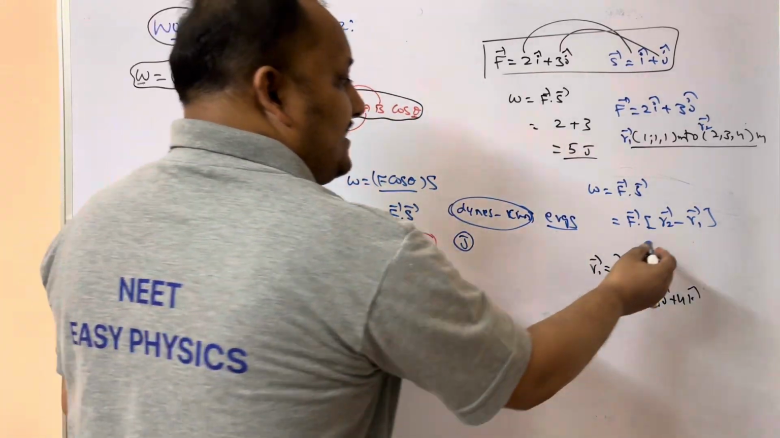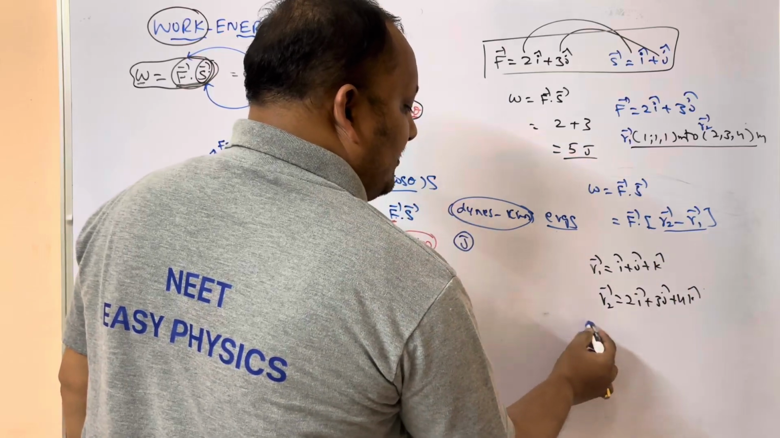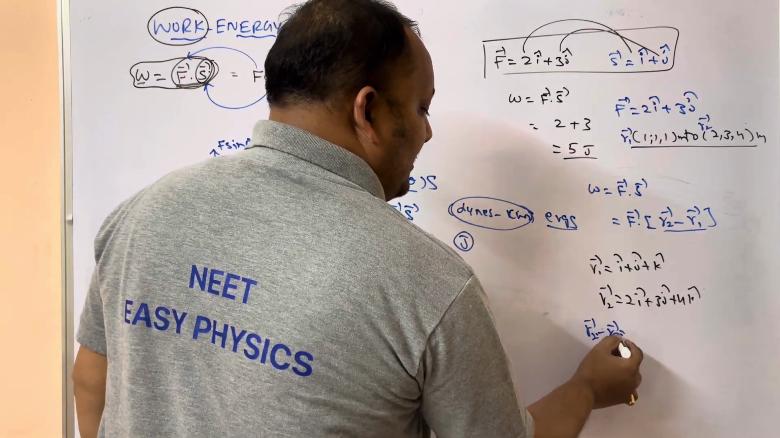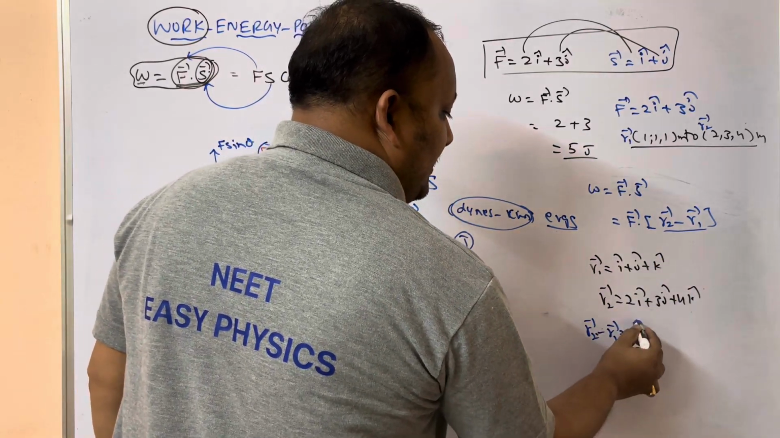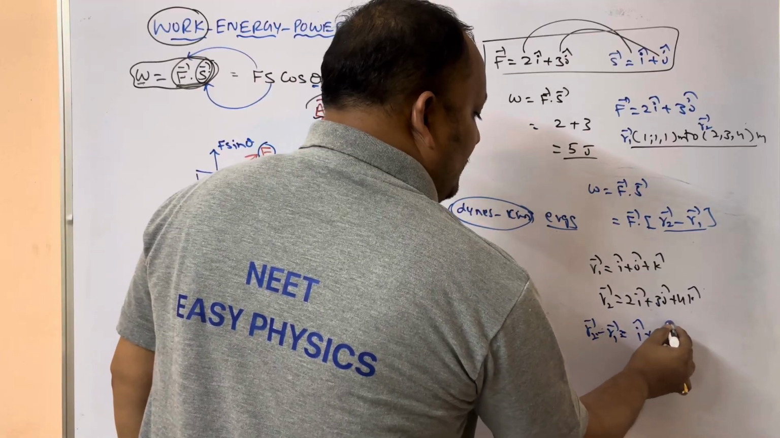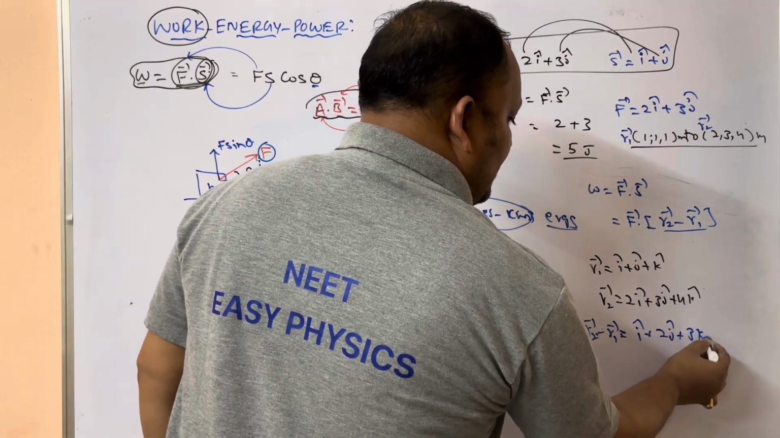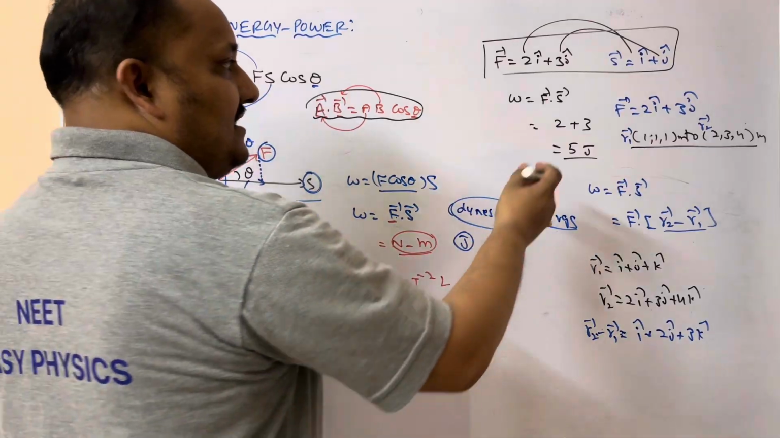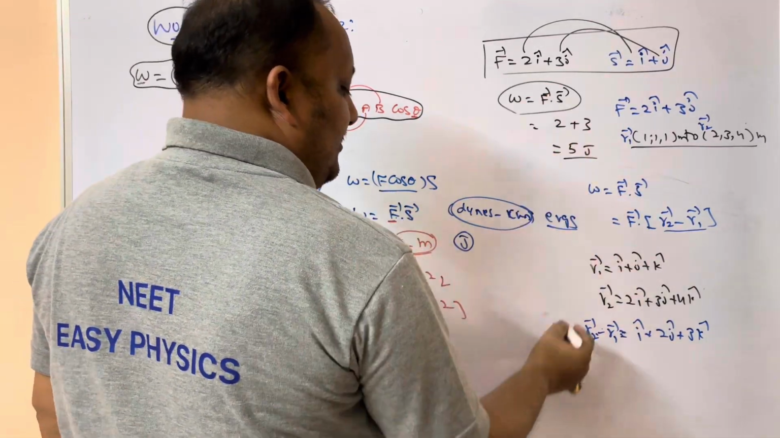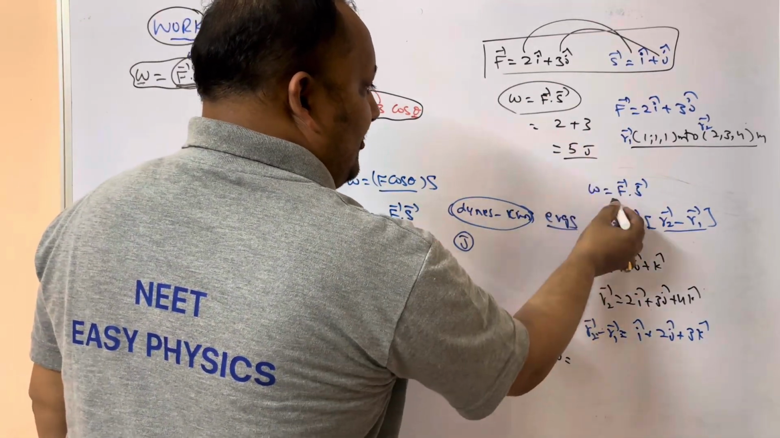Then what is R2 bar minus R1 bar? R2 bar minus R1 bar is equal to (2 minus 1) i cap plus (3 minus 1) j cap plus (4 minus 1) k cap, which is i cap plus 2j cap plus 3k cap. Then what is the work done formula according to this? W is equal to F bar dot S bar.